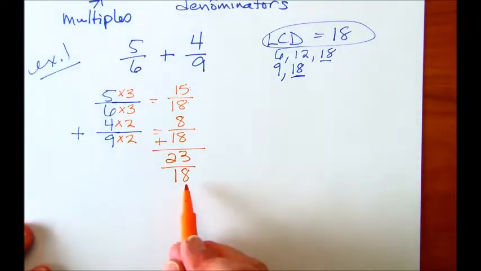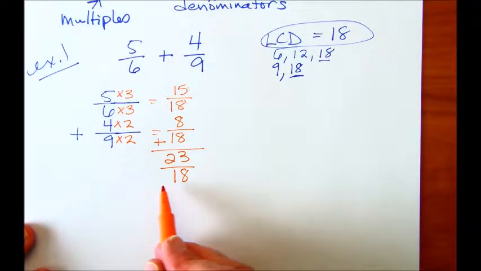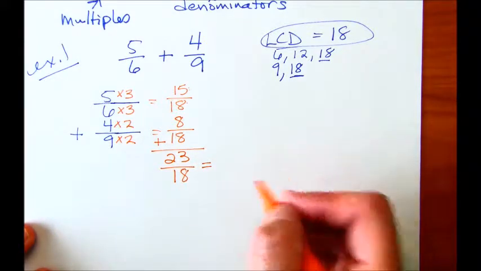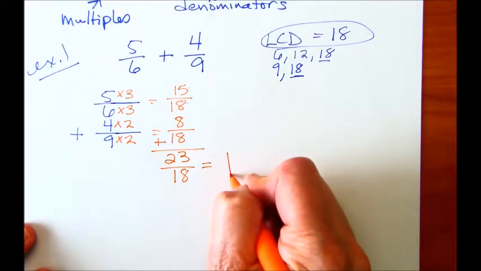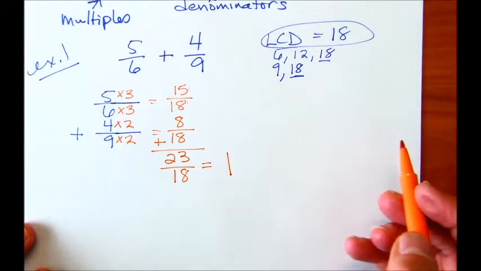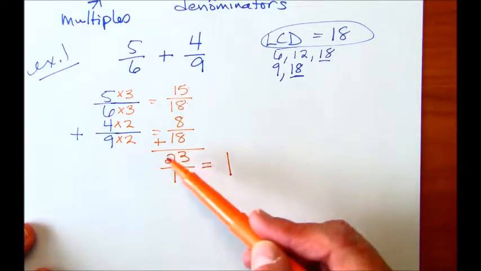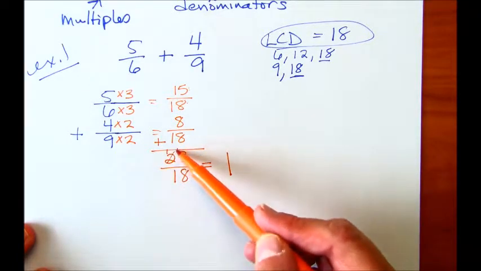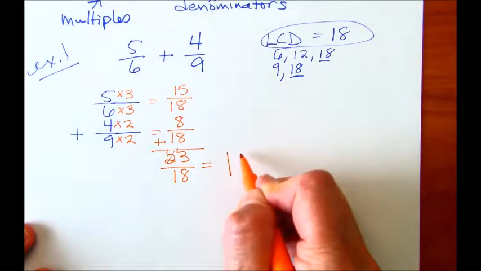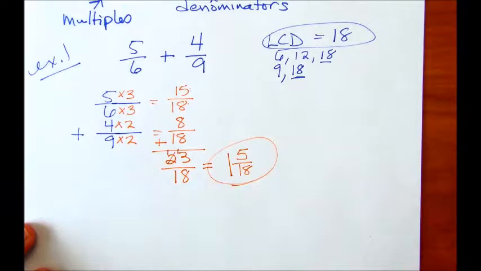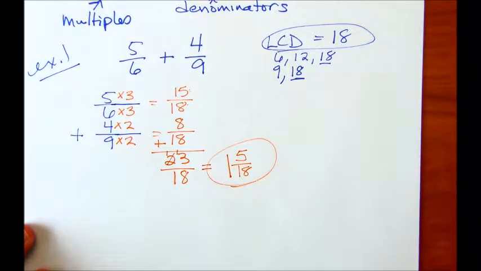Now notice this is an improper fraction, and like previously, we want to convert that to a mixed number. So 18 goes into 23 one whole time, and then we need to basically take the remainder. And if you look here, you can do a little subtraction: 13 take away 8 is 5, and so it's going to be 5/18. So 1 and 5/18 is going to be your answer.